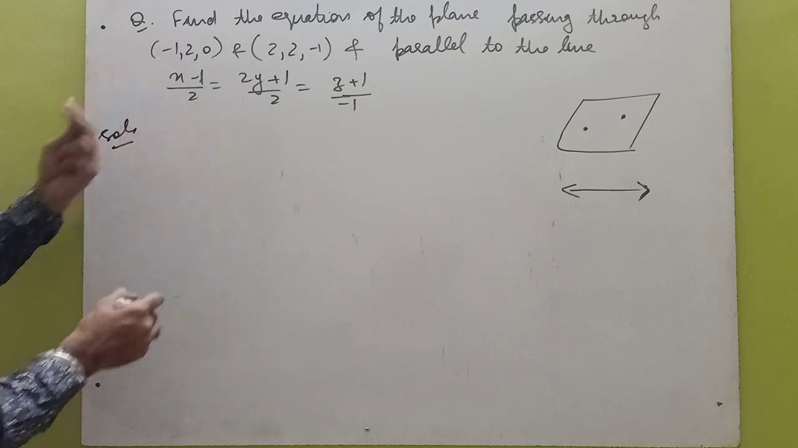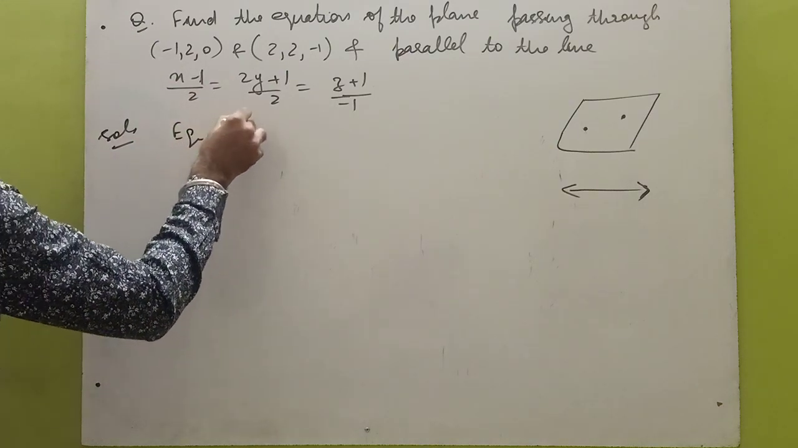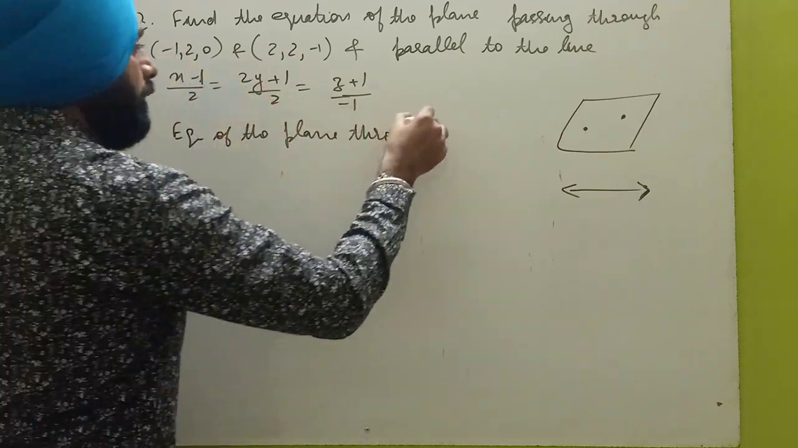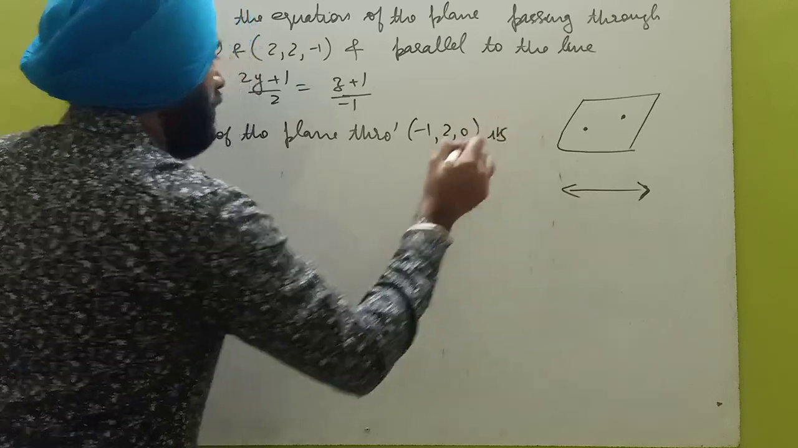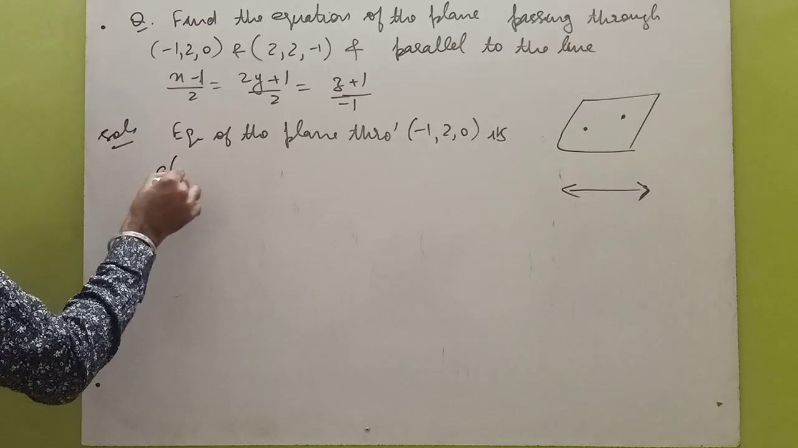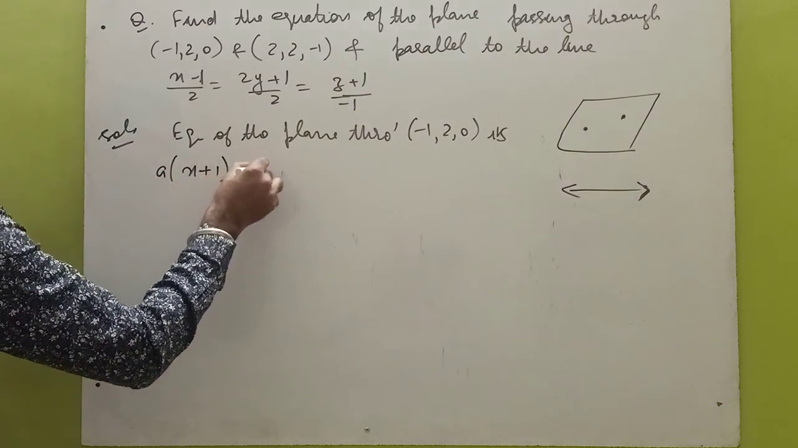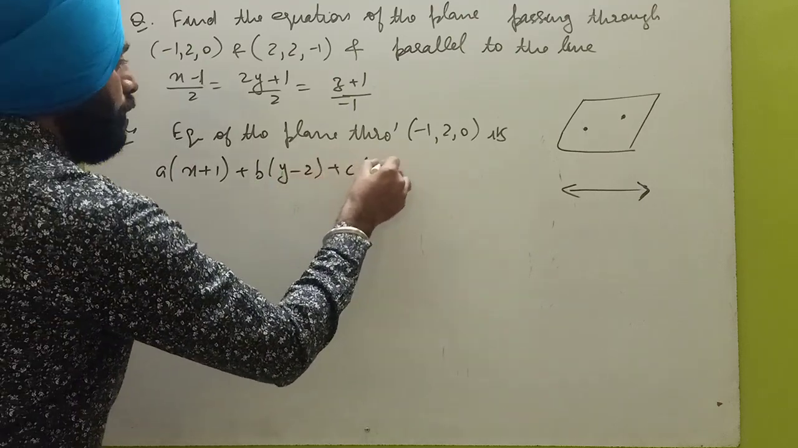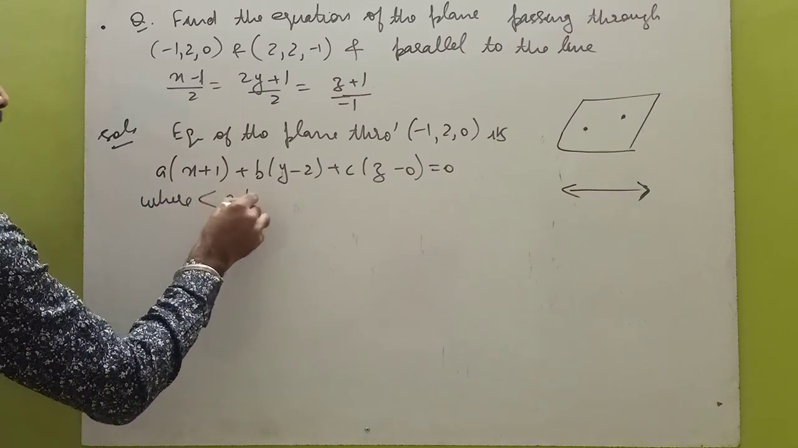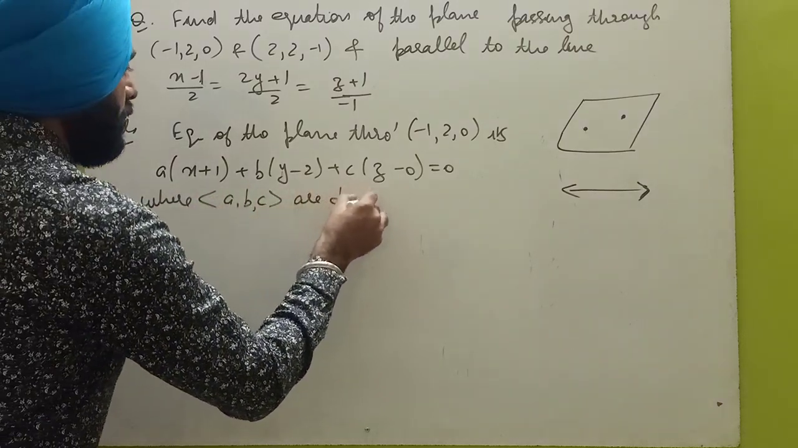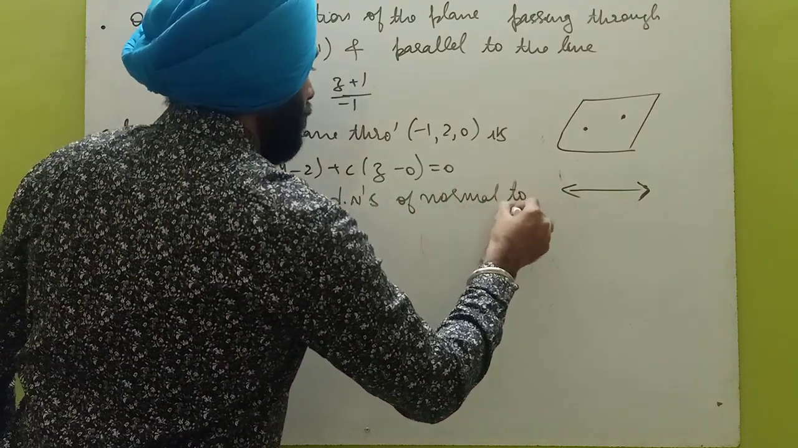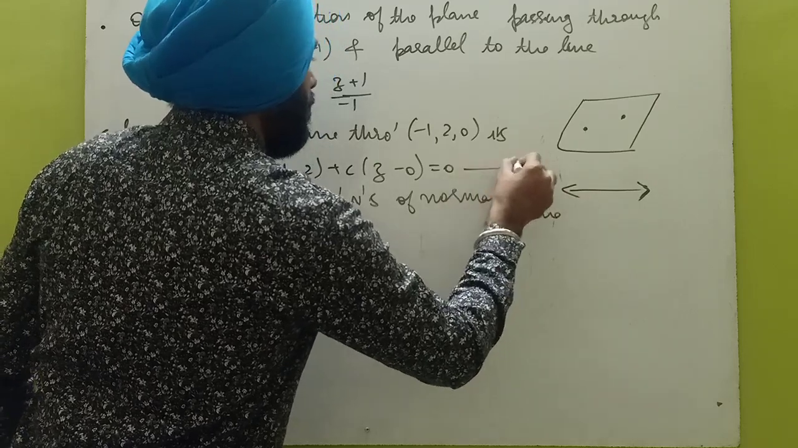So first of all, use any point. Equation of the plane through, let us take the first point, (-1, 2, 0). We need direction numbers of the normal to the plane and a point, but there is only one point. So apply this: a into (x minus x1) plus b into (y minus y1) plus c into (z minus z1) equal to 0, where a, b, c are direction numbers of the normal to the plane. And let us take this as equation number 1.